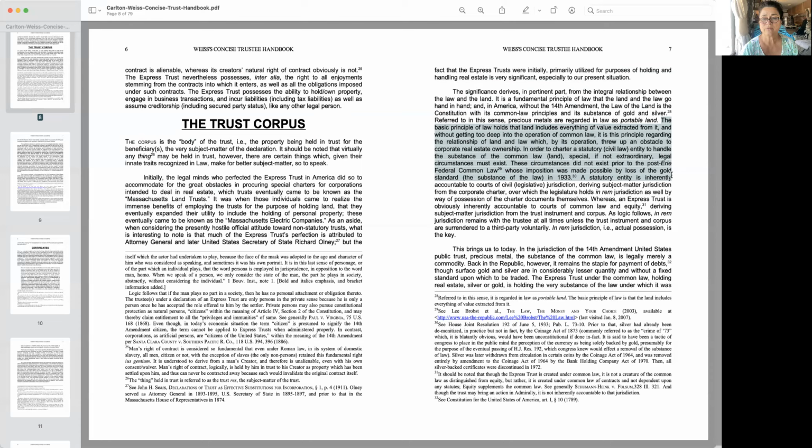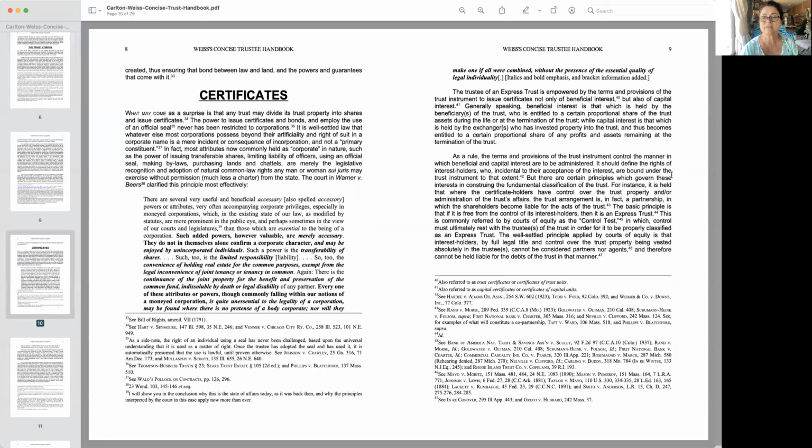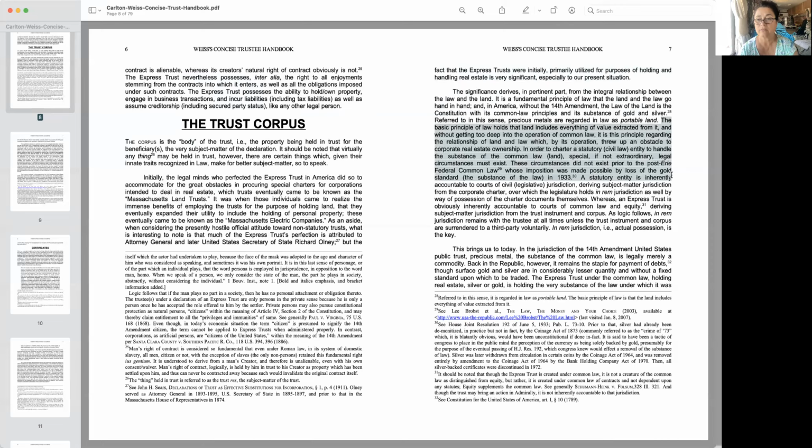Interesting. So the gold was the substance of the law, because up there it said about portable land and how gold and silver was portable land. So the gold standard, the substance of the law, because the law was the land. Right here. The relationship of land and law.